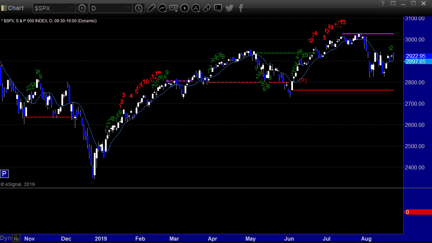One of the things we teach people is that these red numbers are the Seeker counts. When you get to a 13, that is what we call your exhaustion signal, which often leads to a reversal in the market. It works about 75% of the time on all time frames. We have two tools that do it slightly differently, but this is the one I like on the bigger time frames.